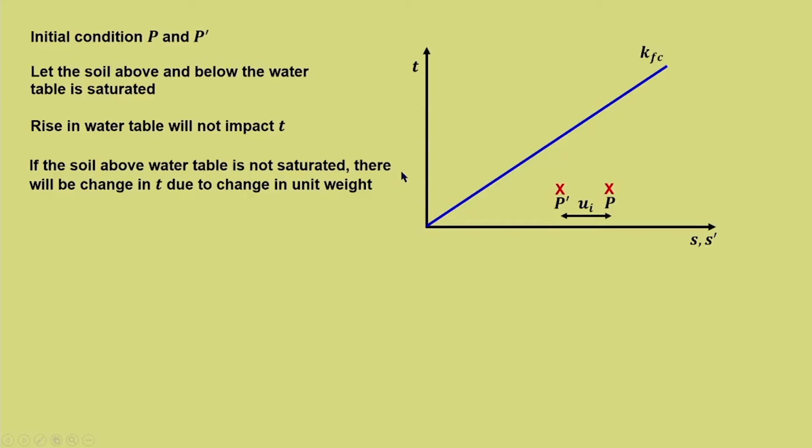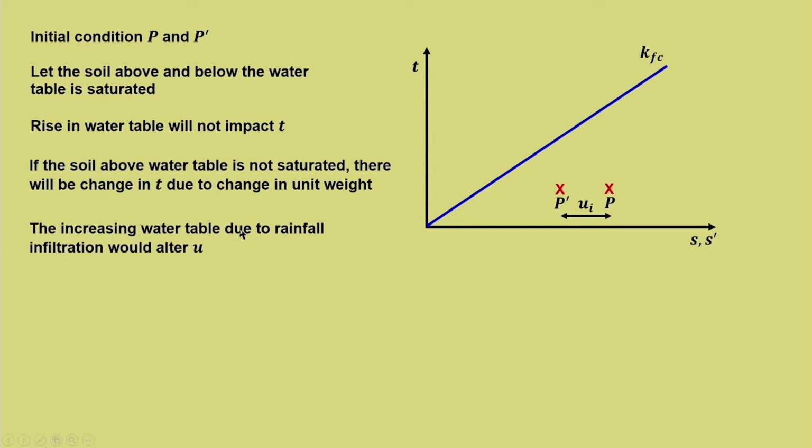What will get influenced? The S component, rather S dash, will get influenced by variation in pore water pressure. But if the soil sample is not considered to be saturated, then T can also vary because of change in unit weight. When you are calculating T, you know that it is governed by unit weight. So, if it is not assumed to be saturated, then it will change. If the soil above the water table is not saturated, there will be a change in T due to change in unit weight as the soil starts saturating because of the infiltrating rainwater.